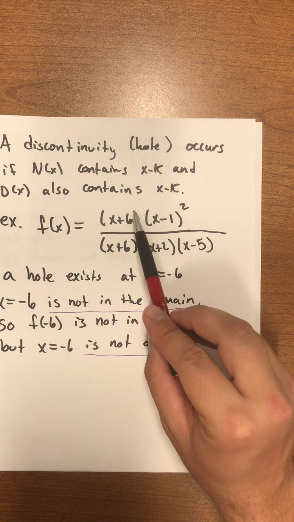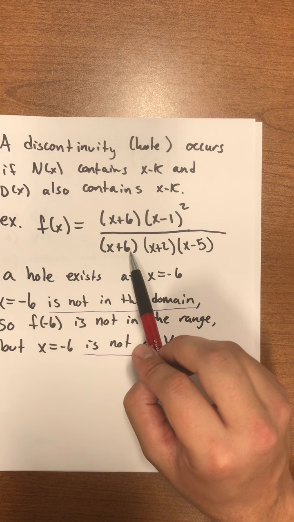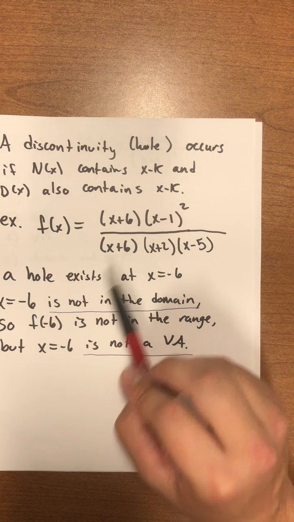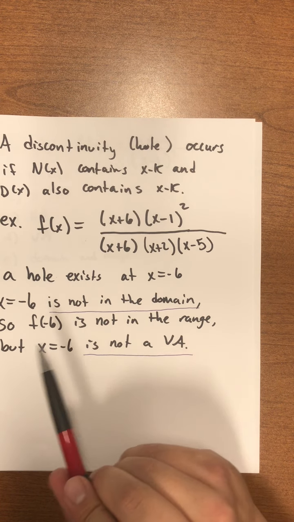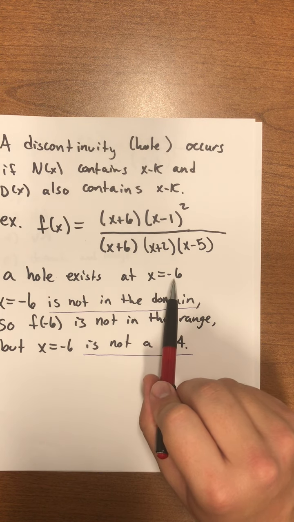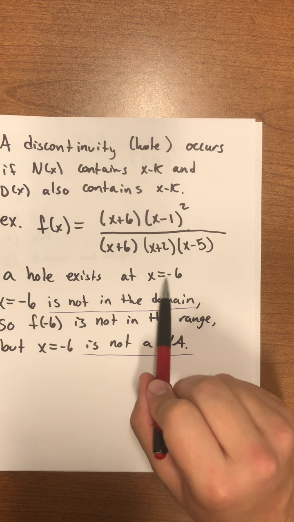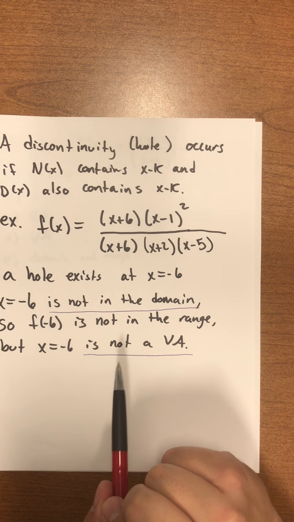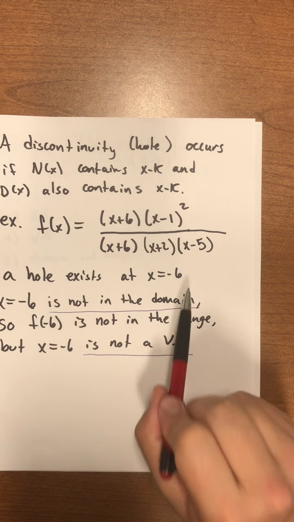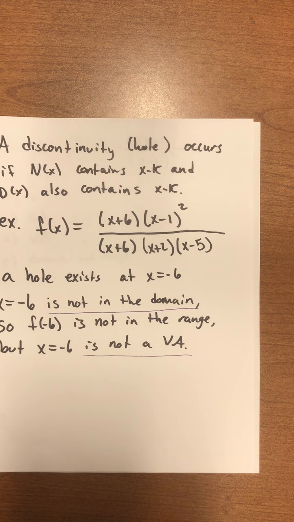However, if you have the same factor in the numerator and the denominator, you are just going to have a discontinuity at that point. So you won't have a VA where the graph shoots down or up on either side. You're going to be graphing that curve, and at x equals -6, there will just be an open dot, a hole in the graph. So this is telling us that -6 is not allowed in the domain, and x equals -6 is also not a VA. However, there is a discontinuity, which we call a hole, in the graph at that point.